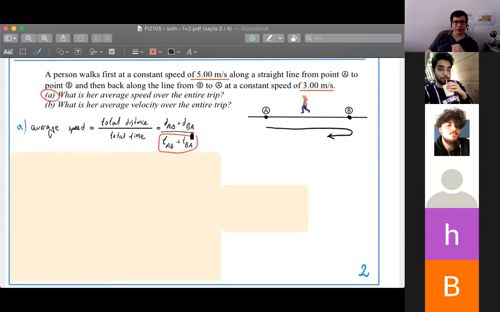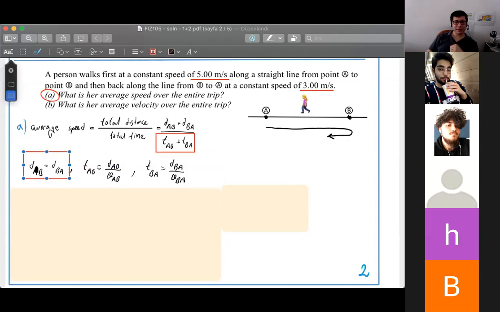But what is this? I don't know what this is. I need to calculate it, okay? These are time needed to travel for the passenger, for this person to from A to B plus the other way around. Let's do the calculation. Yeah, this is the first thing. Of course, they are equal, the distances.